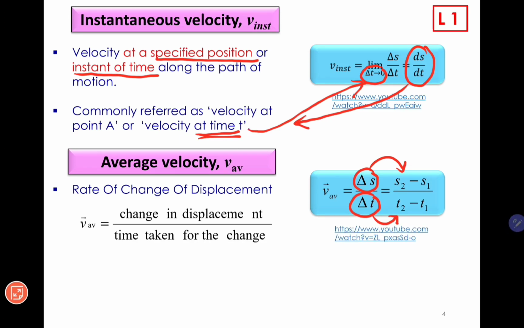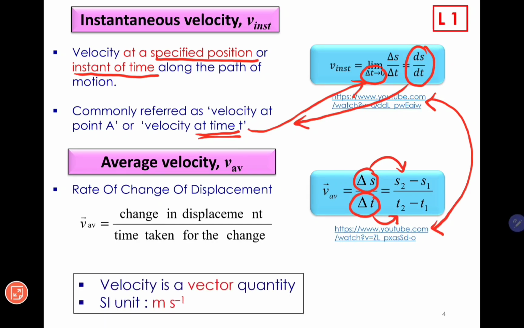Alright, so this is the difference between instantaneous velocity and average velocity. So you may refer to the link given here. I think by referring to the video, you may understand it very well. Okay, and then the velocity is a vector quantity. So remember, we are discussing about magnitude, also direction. And the SI unit of velocity is meter per second.